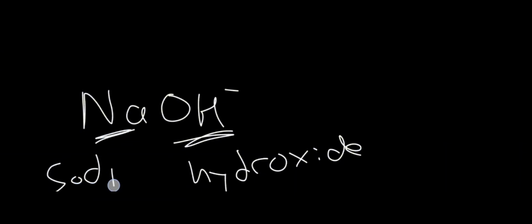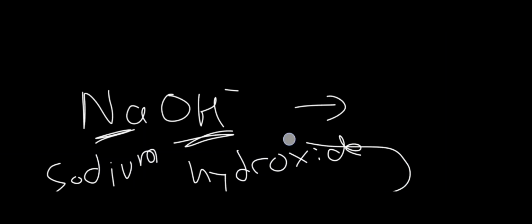Let's try NaOH. And OH minus is a common polyatomic ion called hydroxide. This is called hydroxide. And this is sodium, as we know it. So this combined would be sodium hydroxide.